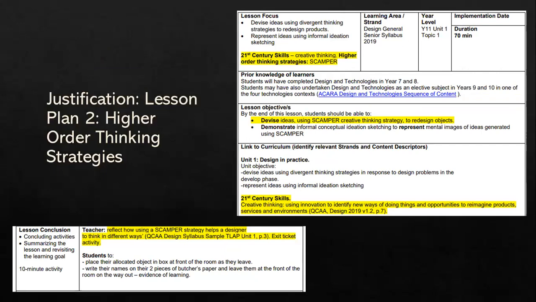Justification of lesson plan 2, higher order thinking strategies. Higher order thinking strategies are used in this lesson to develop the 21st century skill of creative thinking. 21st century skills are critical to student success beyond school. Open-ended problems, such as those that are addressed in design, require creative thinking to develop solutions. According to Collins, higher order thinking strategies encourage the development of problem-solving abilities.